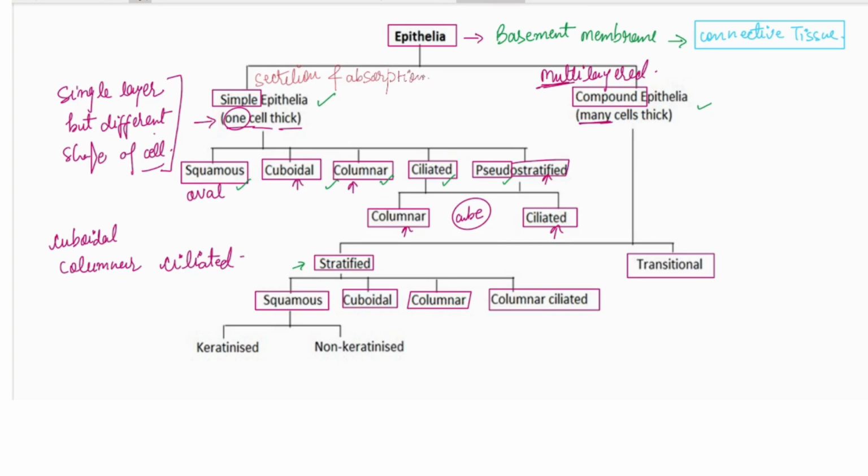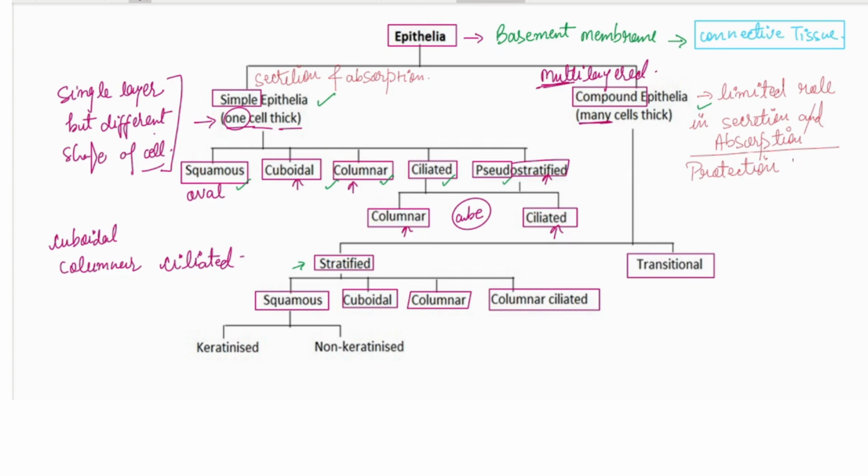In the compound epithelium, we have seen that it is multi-layered. It has a very limited role in secretion and absorption. But what is the basic function then? If it has a limited role in secretion and absorption, then what is its main role? That is actually giving protection.